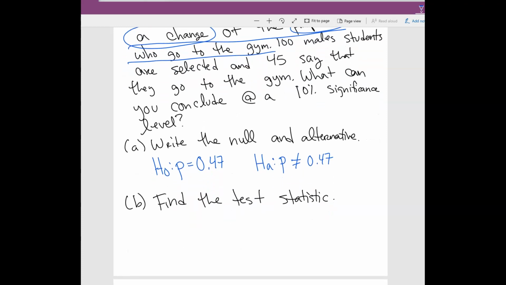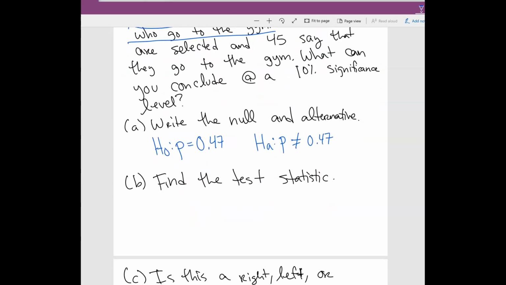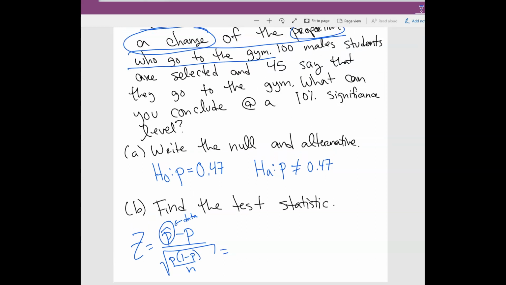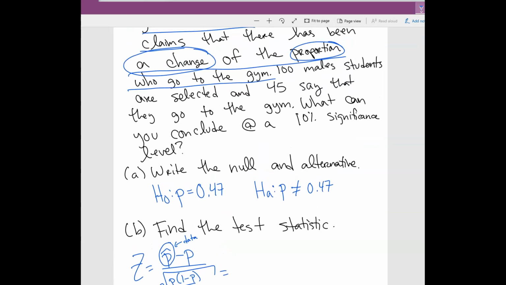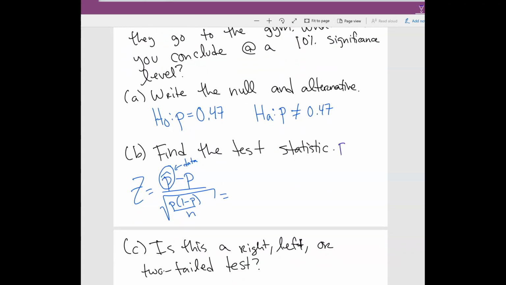Now part B says find the test statistic. The test statistic formula is Z equals P hat minus P, divided by the square root of P times 1 minus P over N. I'm going to write first our P hat. Remember, our P hat is our data. So that comes from our data. What data did we collect? This researcher collected from 100 males, 45 said that they go to the gym. So my P hat is going to be 45 out of 100, which is 0.45.